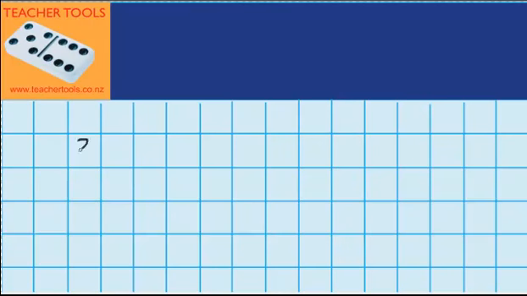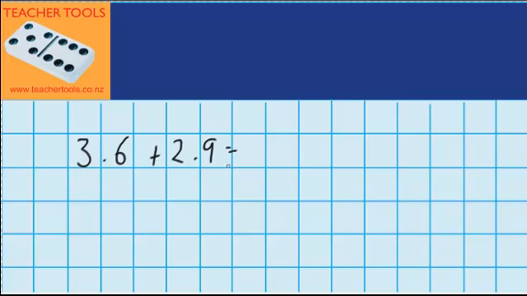I've got 3.6 and I want to add 2.9. Well, so far when we've been adding numbers, we've been trying to change one of the numbers to a tidy number, but you can see that both of these numbers are quite a long way from the nearest tidy number. The closest tidy number to each of these numbers is 10. So instead, what we're going to be doing is changing one of these numbers to the nearest whole number.